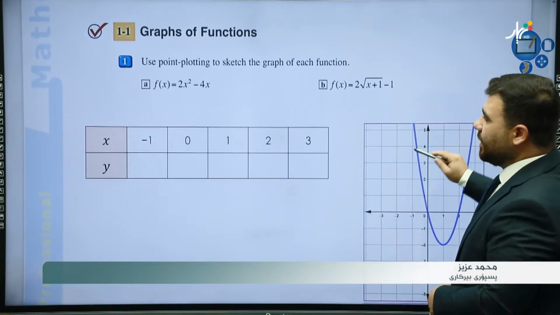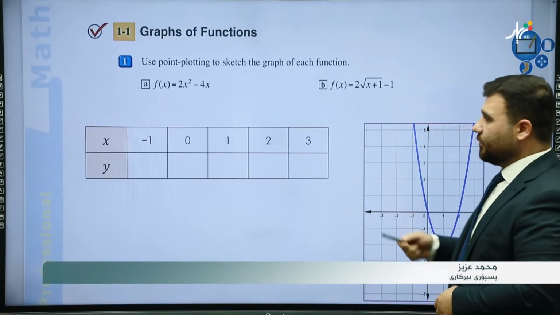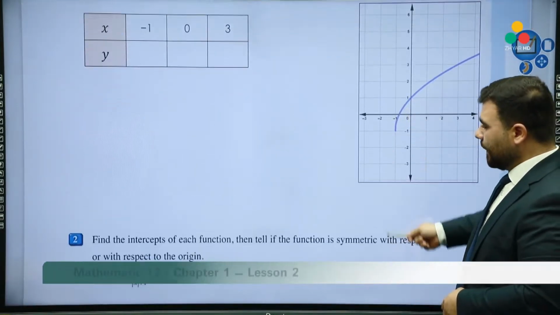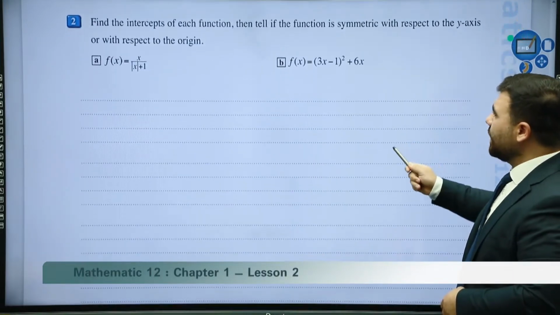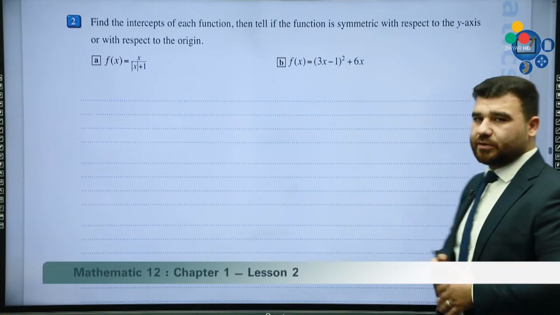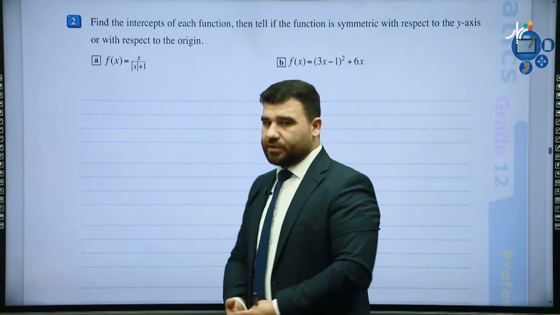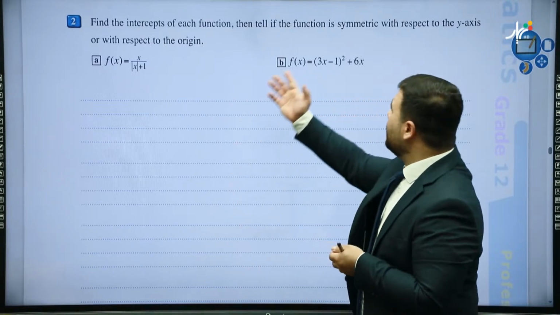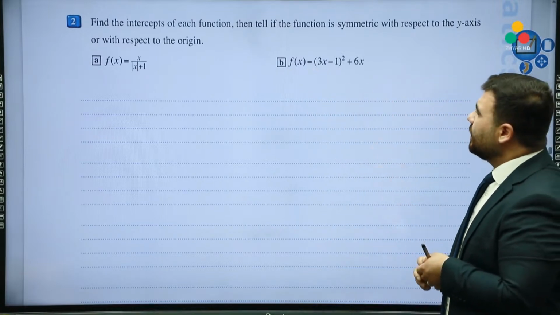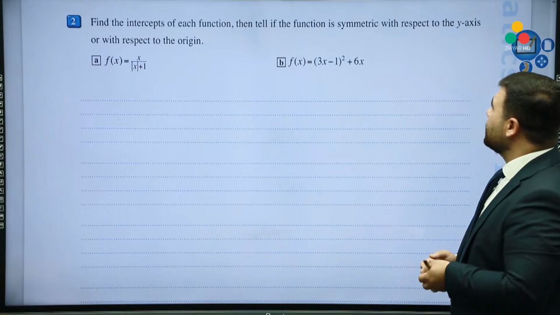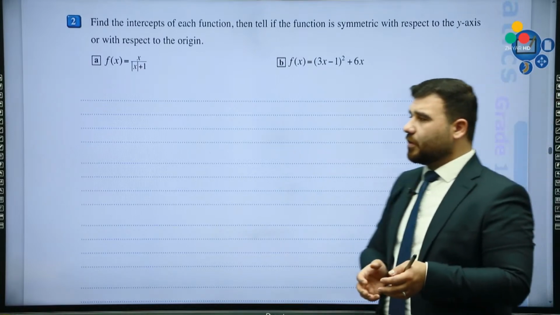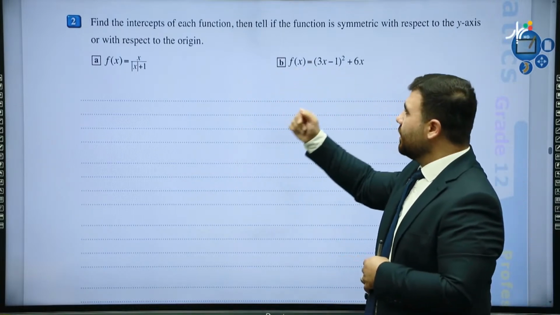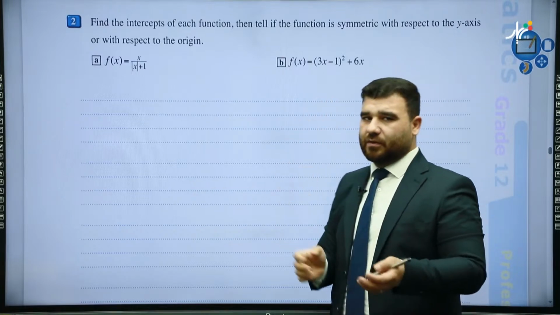These questions are from the end of chapter and the study guide of chapter 1. We solved similar questions. This question has an idea in it that's a little bit different from what we solved so far. Find the intercepts. Intercepts mean x-intercept and y-intercept for each function. Then tell if the function is symmetric with respect to the y-axis or with respect to the origin. So we have to do two things. Firstly, we need to find the intercepts. Then we need to tell if the function is even or odd.